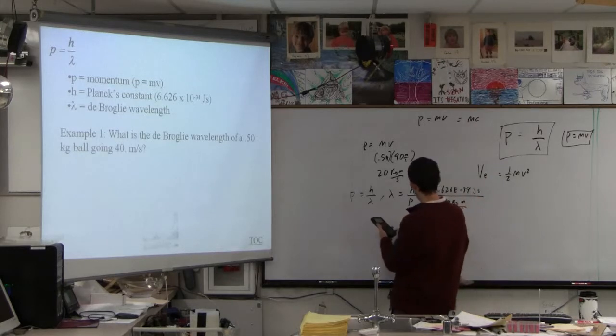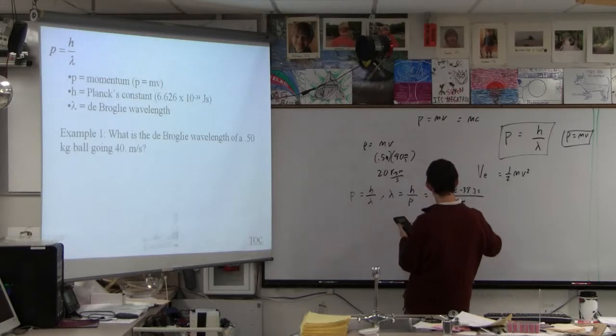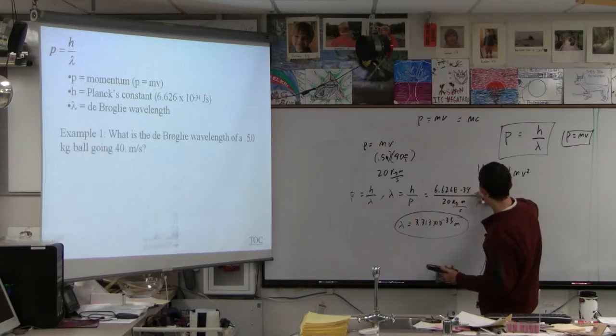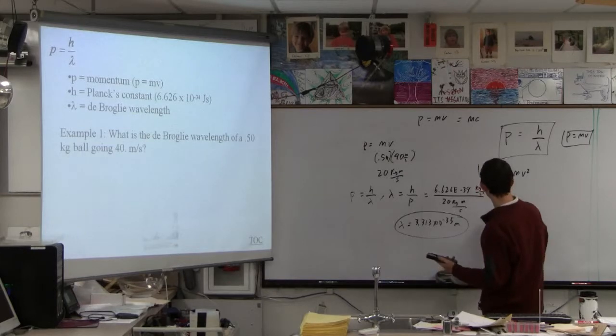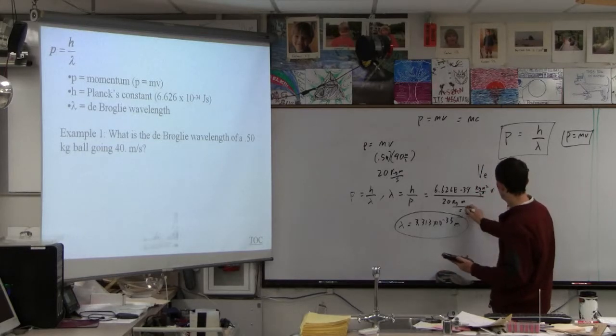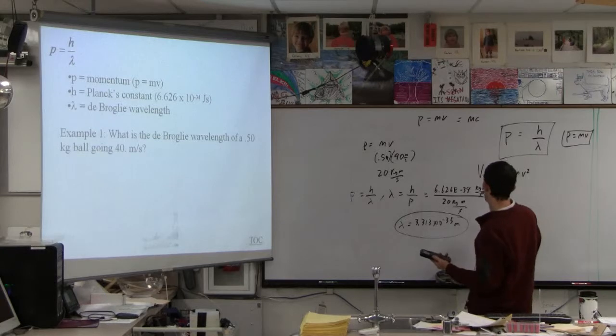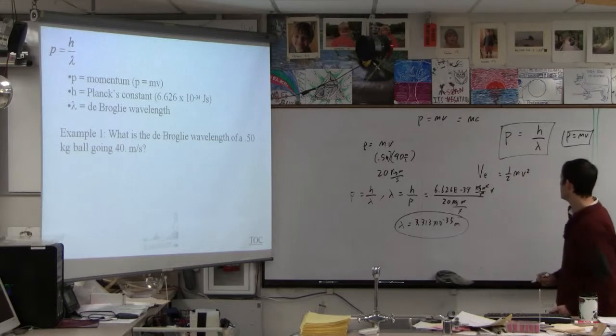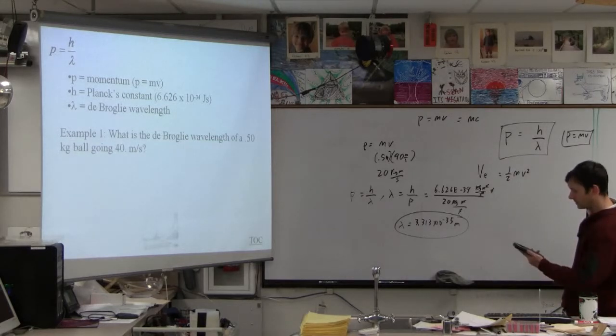And you end up with the wavelength is 3.313 times 10 to the minus 35th meters. Remember that a joule is a kilogram meters squared per second squared, and times seconds makes that per second cancel. And then kilogram meters per second squared. Oh, we're supposed to have a meter left over, aren't we? Yeah, the kilogram goes away. There we go. So you end up with meters. That's a good thing.